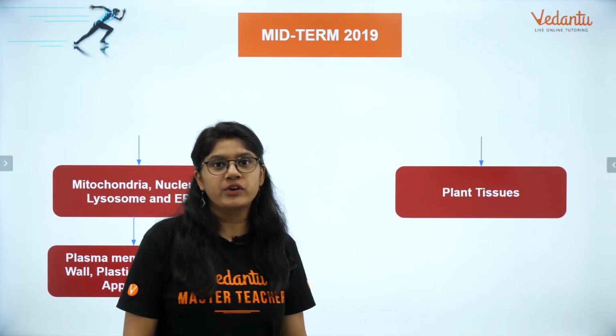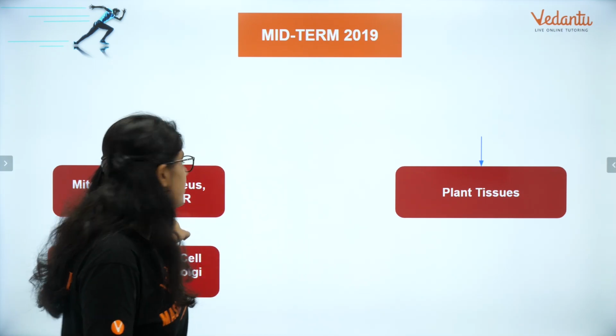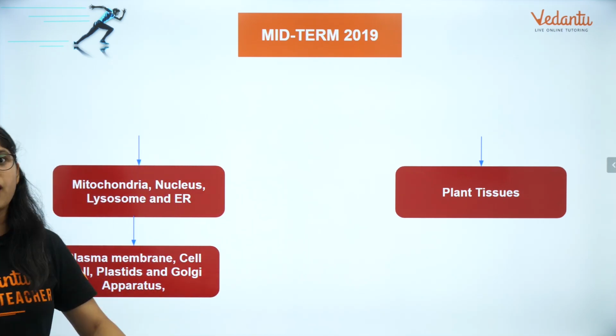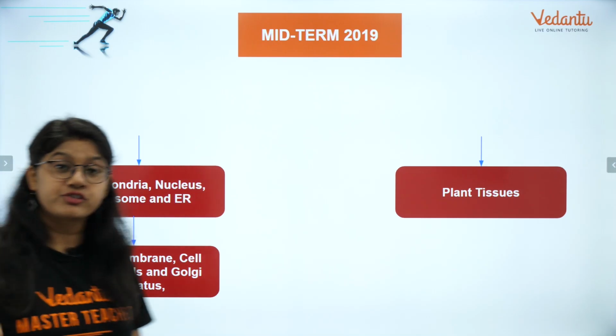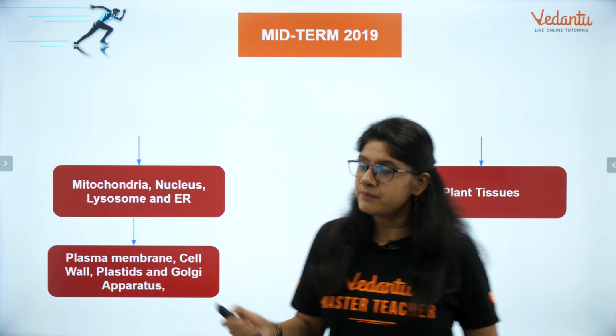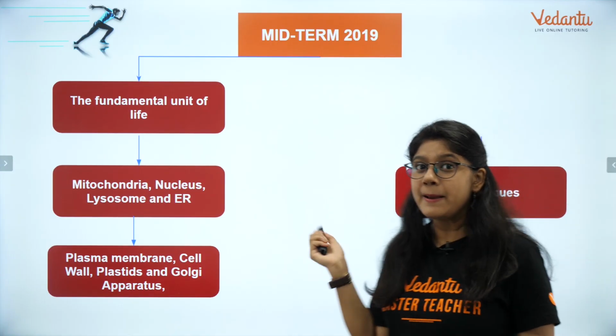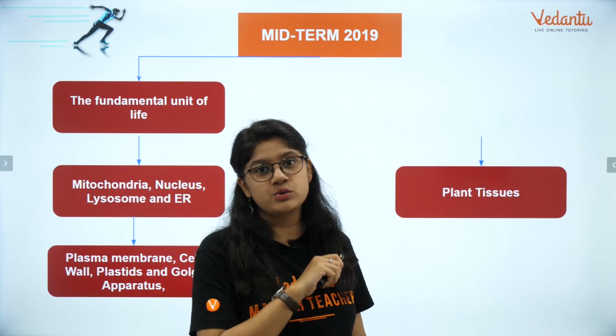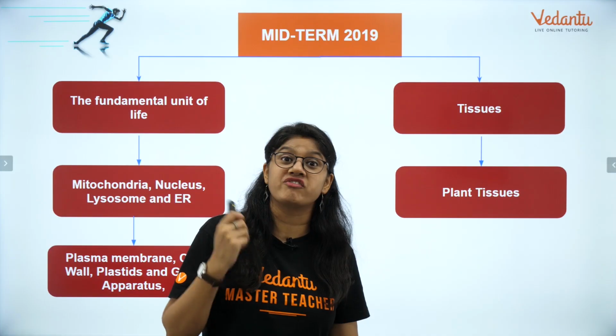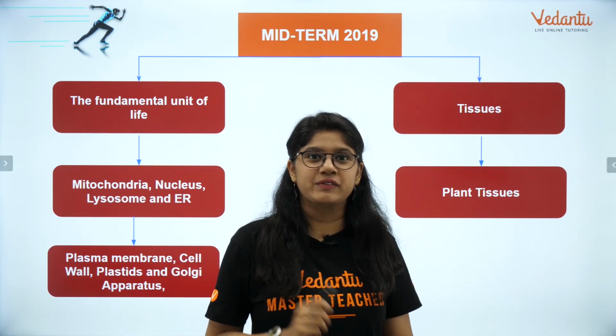And till now we have completed our mitochondria, nucleus, ER, Golgi apparatus, the different organelles of the cell, okay. And today we will be learning about the plant tissue. We'll be dealing with the plant tissues, and of course we know that plant tissues are very important. So let's deal with them.